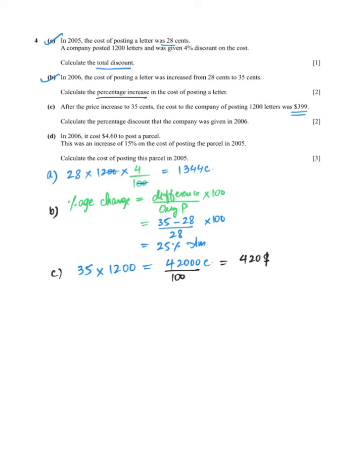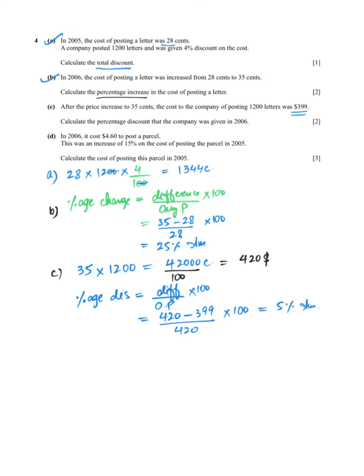The same formula we used in the previous part. Percentage discount is equal to difference divided by original price multiplied by 100. So what is the difference? Original price was $4.20 and the new price is $3.99, right? Difference divided by original price $4.20 times 100. Simplify and you will get the answer. So that is equal to 5%.